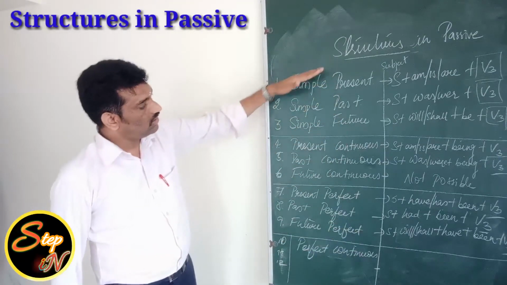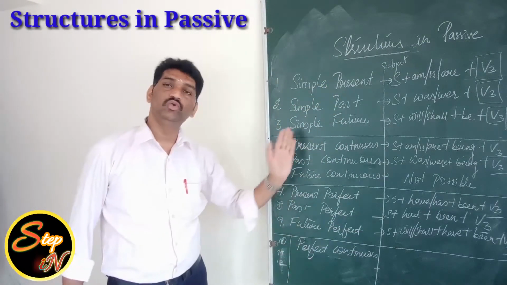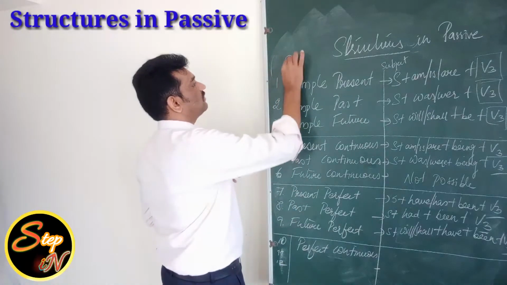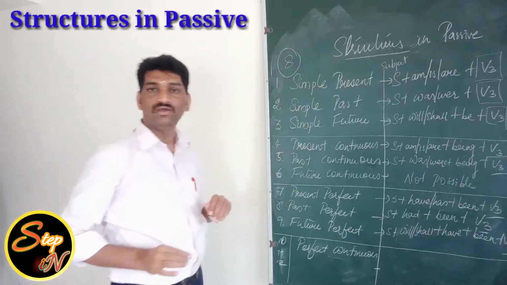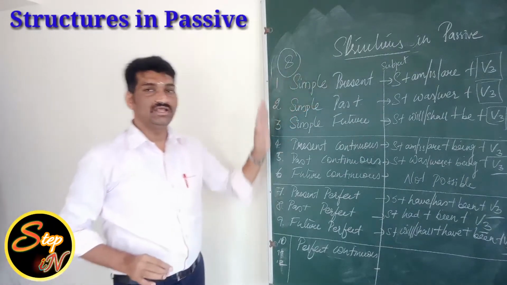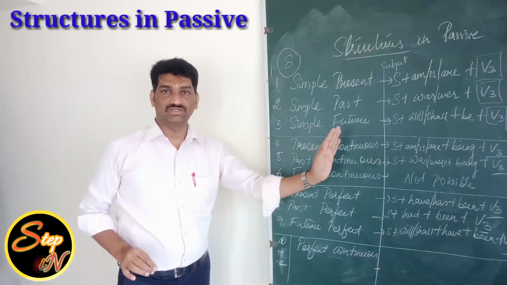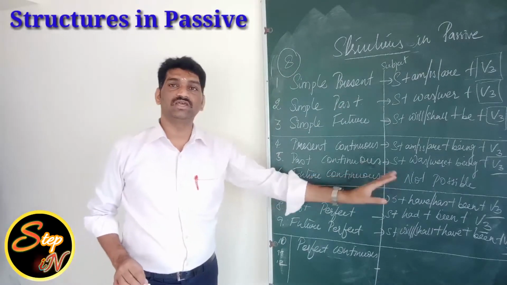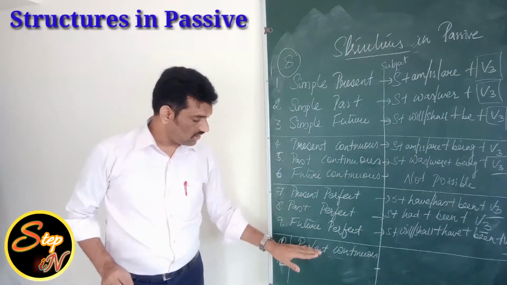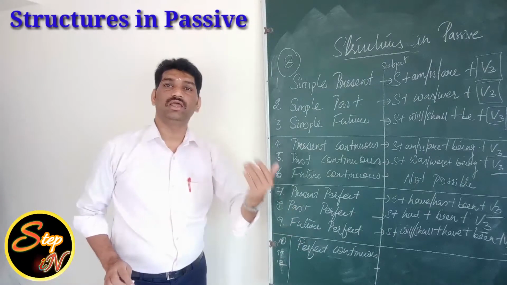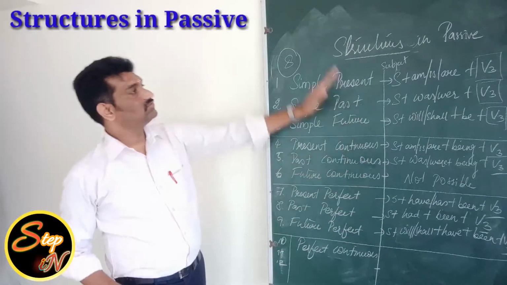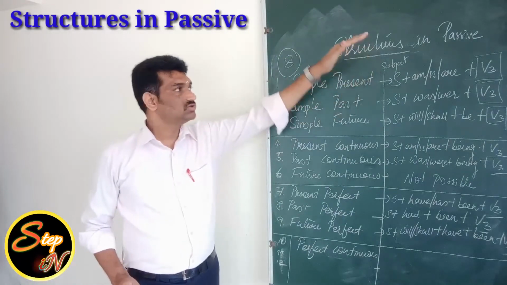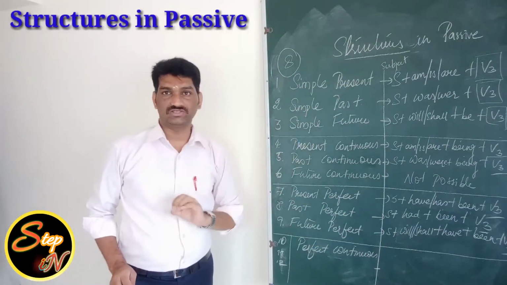Out of all 12 tenses, we do not have passive structures for all the 12. We only have passive structures for 8 tenses. Here we can see future continuous tense is excluded and all perfect continuous tenses are excluded. So we have 12 minus 4, so 8 tenses have passive structures. So this is all about the structures.